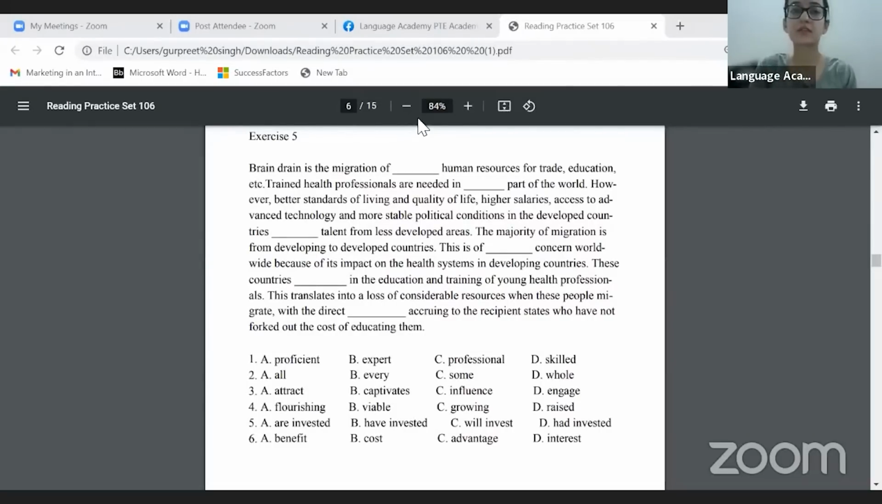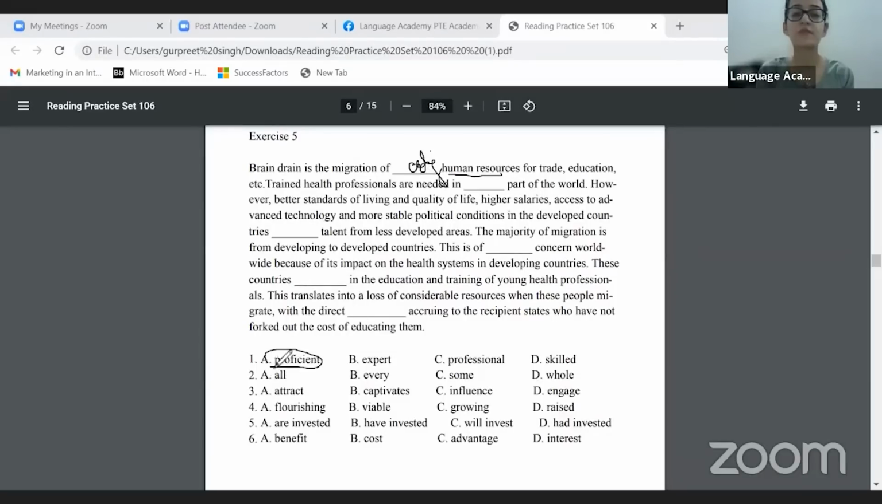Let's discuss the answers. Very good question. This says brain drain is the migration of human resources for trade, education, etc. The sentence is complete. We have human resources, which is the noun. That means we need to fill an adjective whenever the sentence is complete. And after the blank, it's a noun written. We always need adjective in the blank. So what kind of human resources?